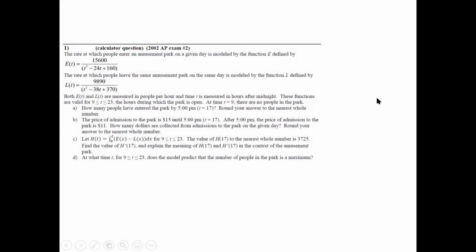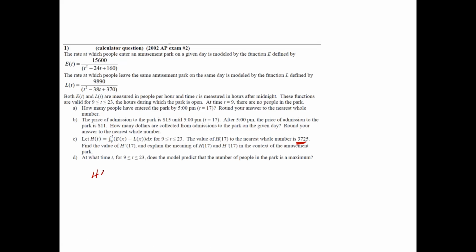Okay, for part C, it says let h of t equal this equation right here between 9 to 23. The value h of 17 to the nearest whole number is this. Find the value of h prime of 17 and explain the meaning of h of 17 and h prime of 17 in the context of the amusement park.